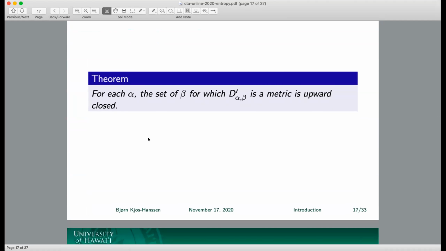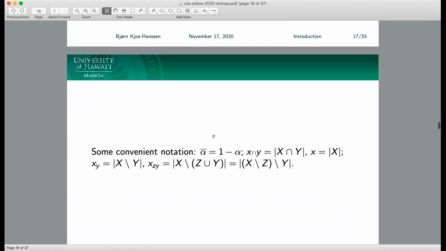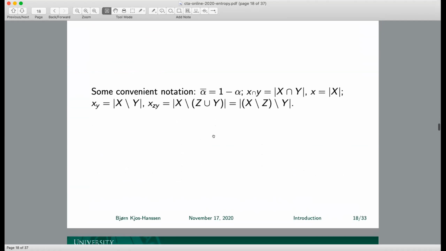Okay, so then one part of the theorem says that the set of betas for which this is a metric is upward closed. Now to get into a little more detail, sometimes it's a question, what's the most convenient notation when you're working on some topic? This alpha bar is 1 minus alpha. That's a pretty common one. If you do a lot with these cardinalities of intersections, you may want to just use notation like this.